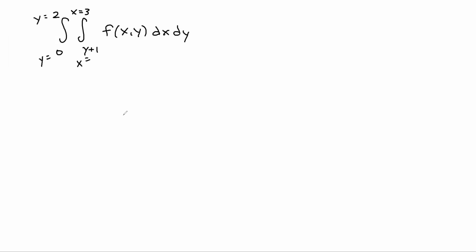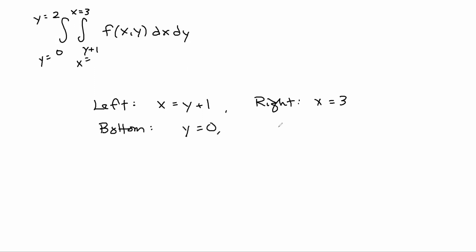So the x bounds define the left and right. So the left is defined by x equals y plus 1. The right is defined by x equals 3. The bottom is y equals 0, and the top is y equals 2.